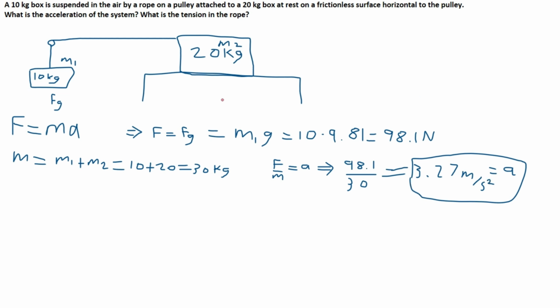Now, to calculate the tension in the rope, the easiest way to do this is to use the forces acting on the second mass. Because it's on a frictionless horizontal surface, there will only be the force of tension acting on it, since the force of gravity and the normal force will cancel out on the surface. So that means the net force on mass 2 is equal to the force of tension.